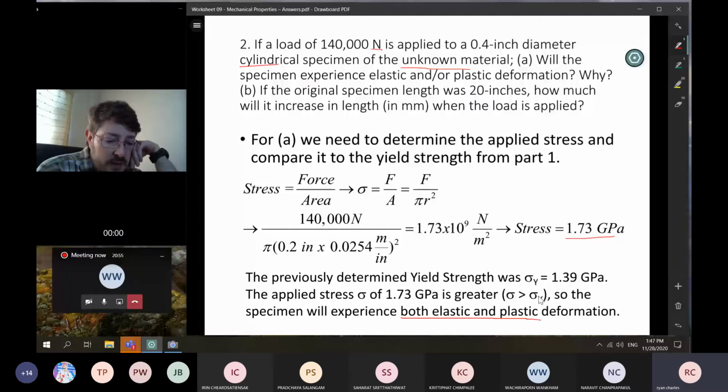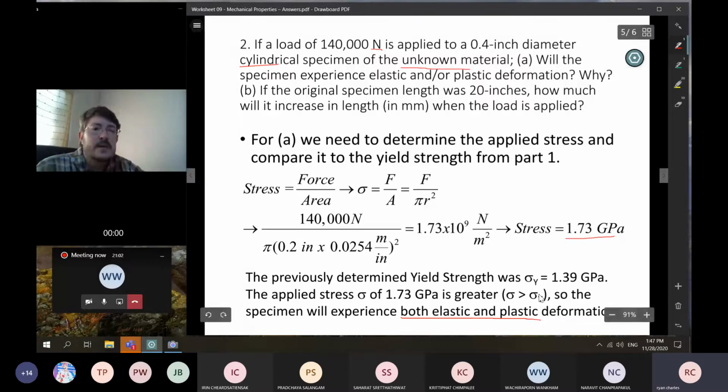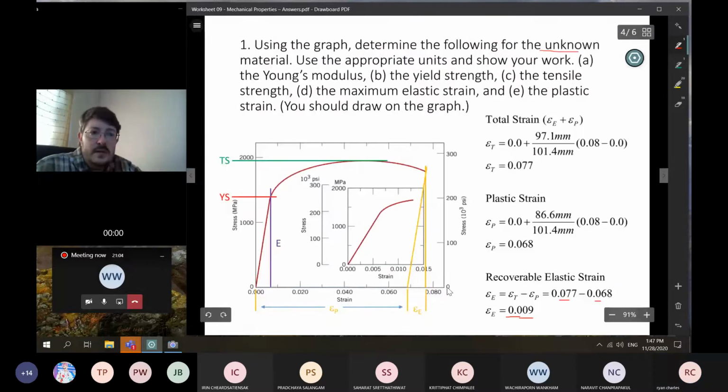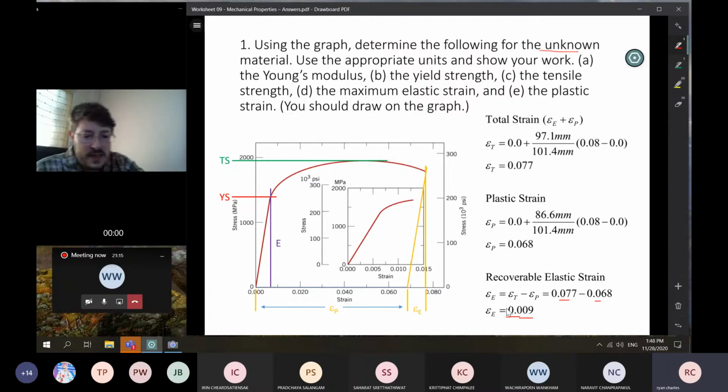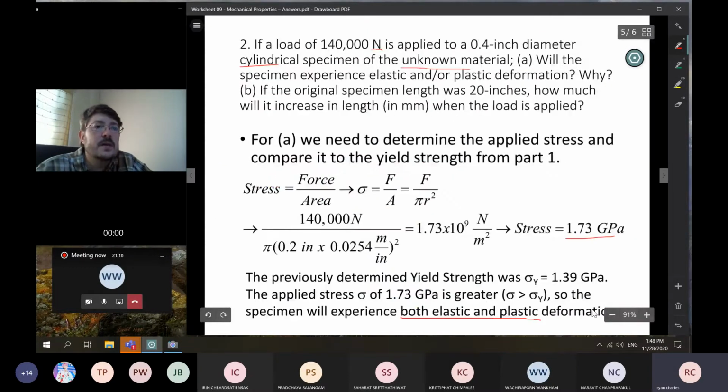But yeah, if you go through yield and you have plasticity, you also have elastic deformation on top of that, right? This graph that you've measured, right? You found a total strain, you found a plastic strain, there was elastic strain that you recovered, right? So if you go through plasticity, you also go through elasticity simultaneously. All right, so it was both of them.